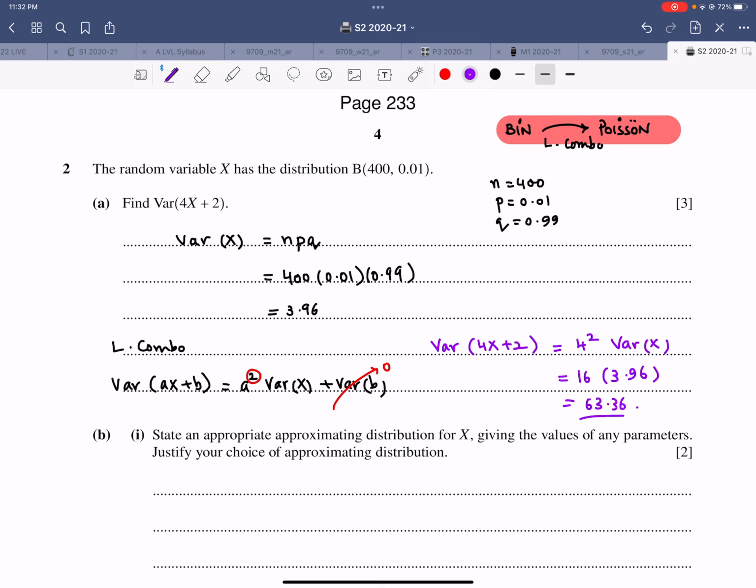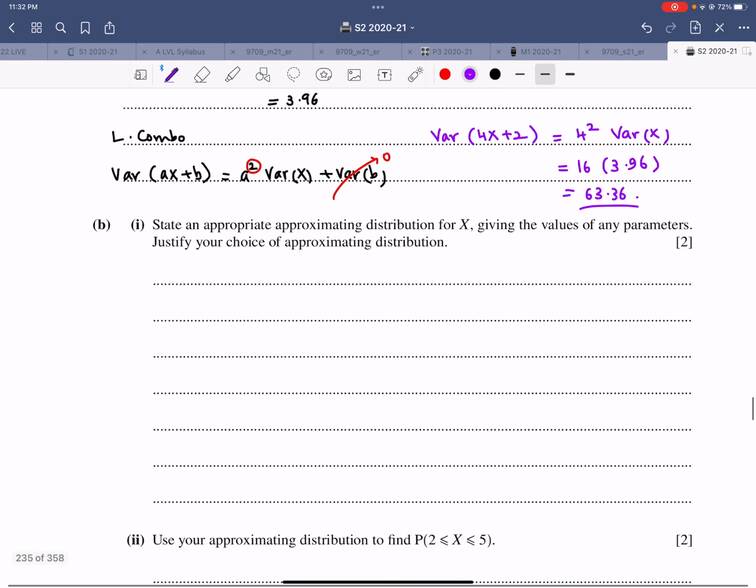Now comes the approximation. State an approximate distribution for x. Now you have to exactly justify it. Giving the values of any parameters, justify your choice of approximation, and this is for 2 marks. So now let's rewrite it again. X follows a binomial distribution 400, 0.01. Calculate np, that is 400 into 1 over 100. That comes out to be 4.